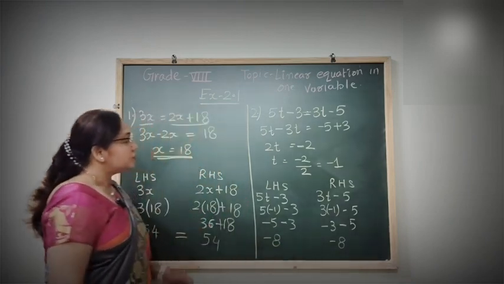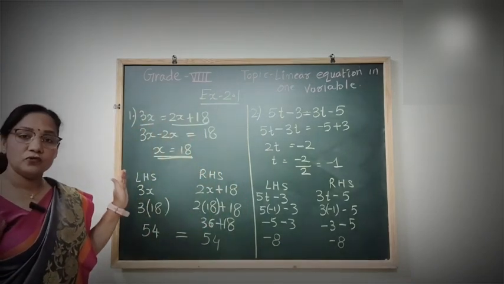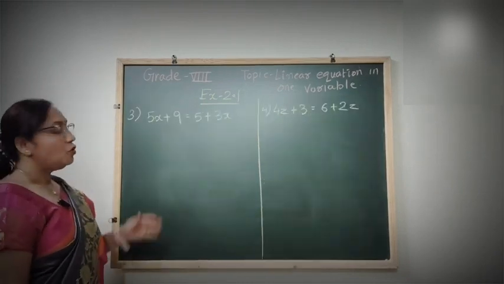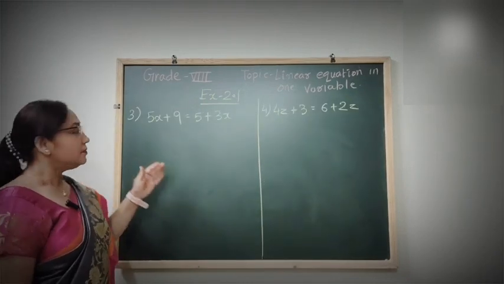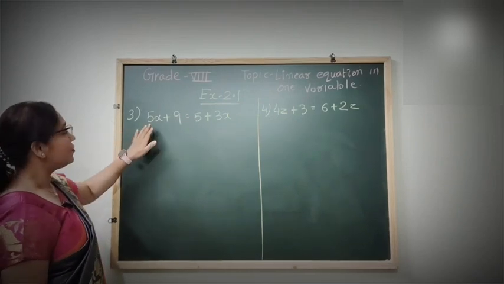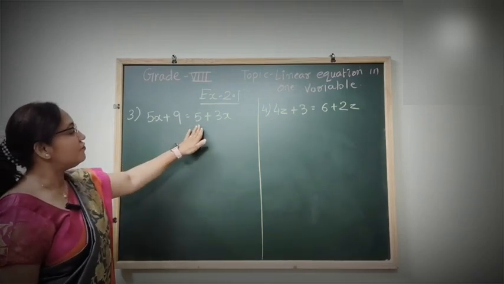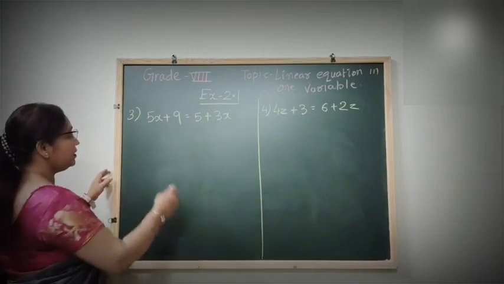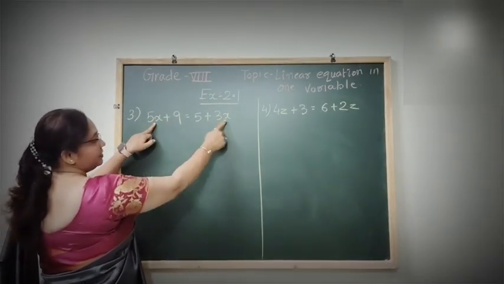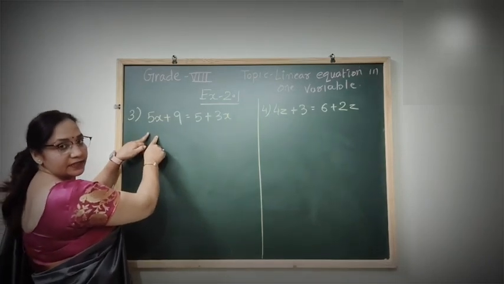Okay, students, so we did question 1 and 2. Moving on to the next question, number 3. Okay, students, now the next two questions. Question number 3. 5x plus 9 is equal to 5 plus 3x. Again, we have the variable x here and here. So we will move them to the same side, both of them.